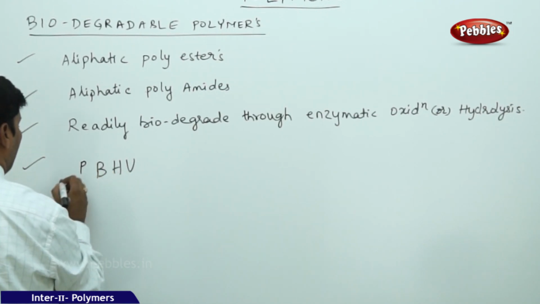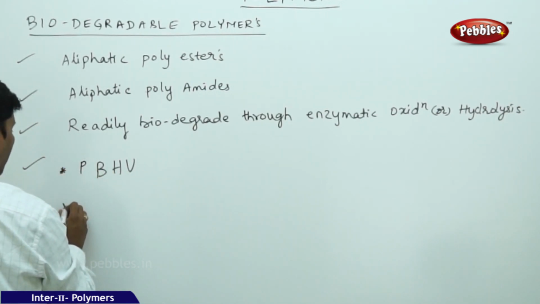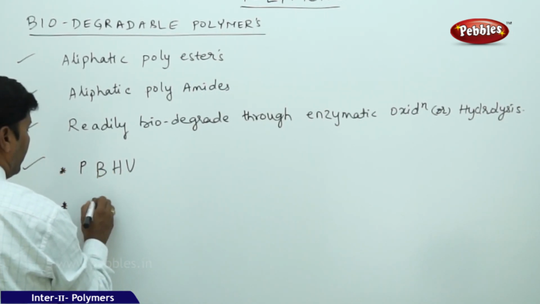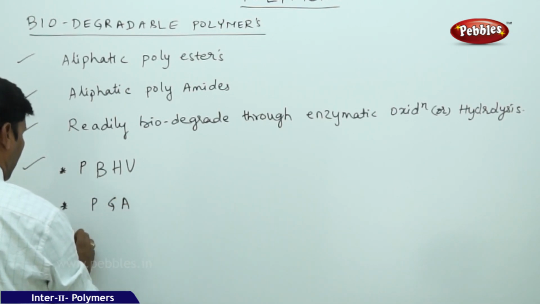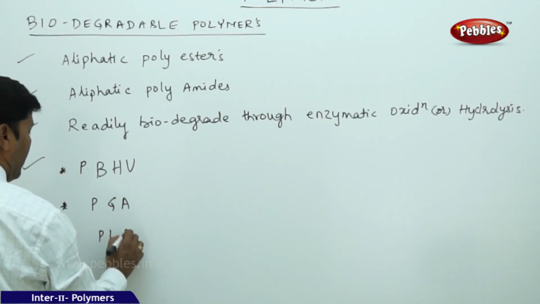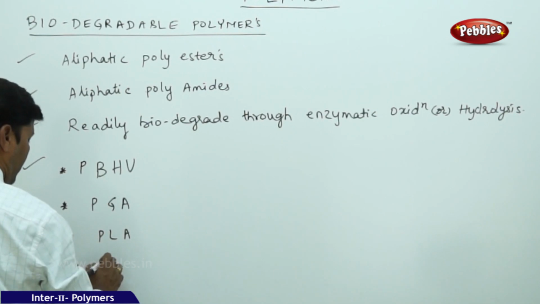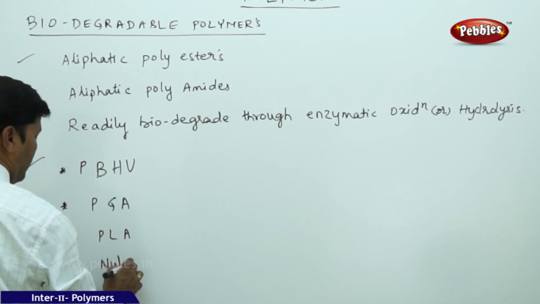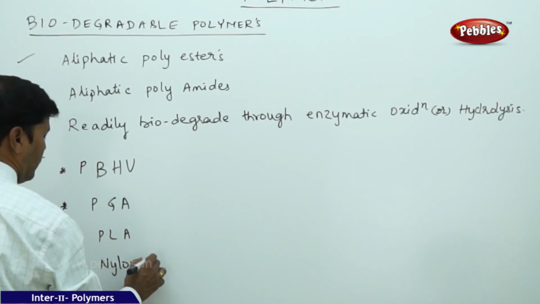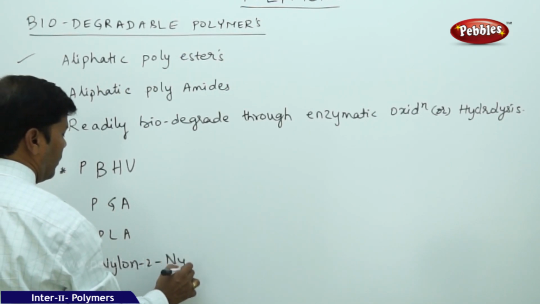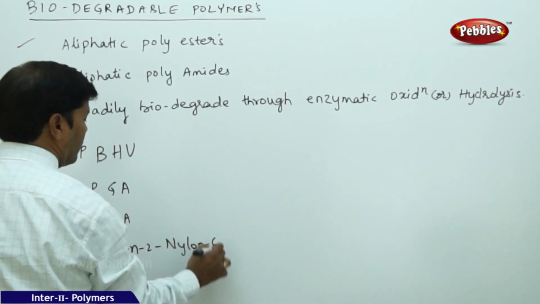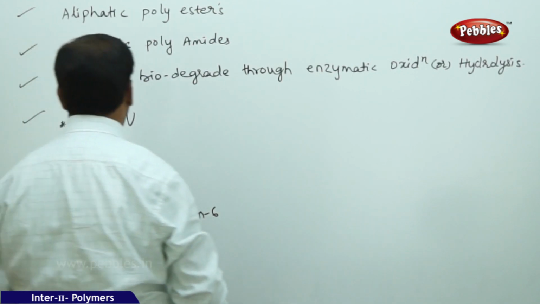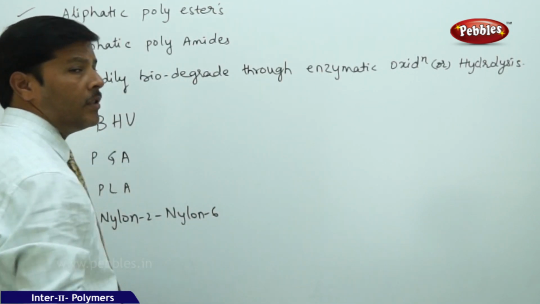Some of the best examples of biodegradable polymers are, we can take PBHV, which is one of the most sought after examples of biodegradable polymer. Then you can take PGA, then PLA, and you can also take nylon 2, nylon 6. So these are the four important biodegradable polymers.